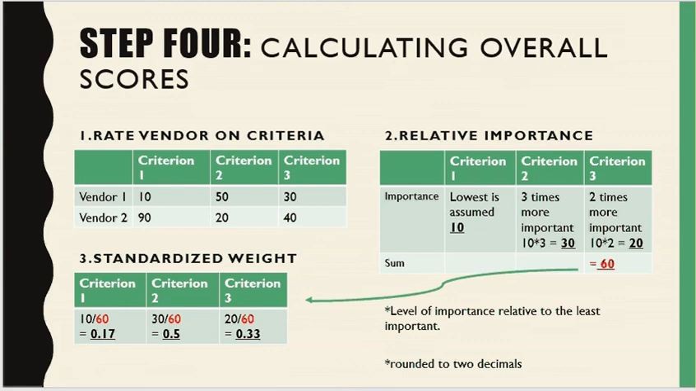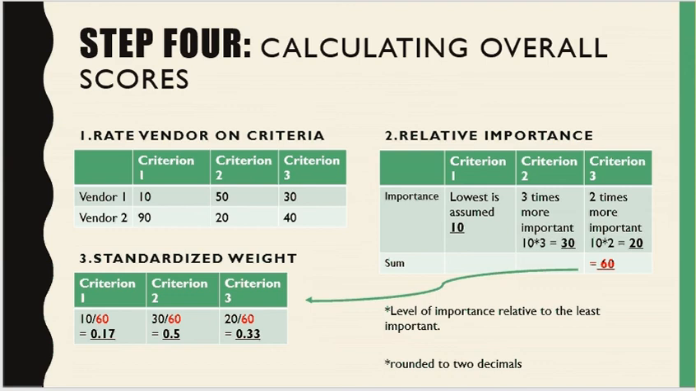Next, you're going to be calculating overall scores for these vendors with the goal in mind to determine which vendor is the preferred option. And to do this, we want to calculate two main things, and that is the standardized weight as well as standardized rating. So first, we're going to get the standardized weight. So you see in table 1, this is our raw data that we got from our interviewee, and it's rated on a scale of 0 to 100, how each vendor rates for each criterion.